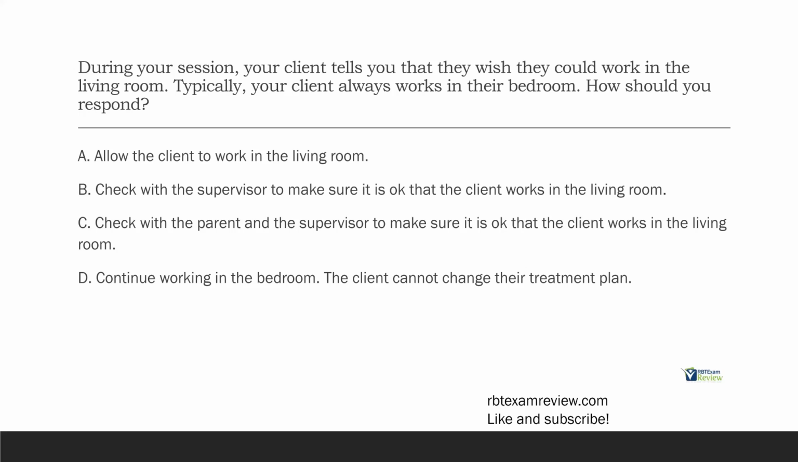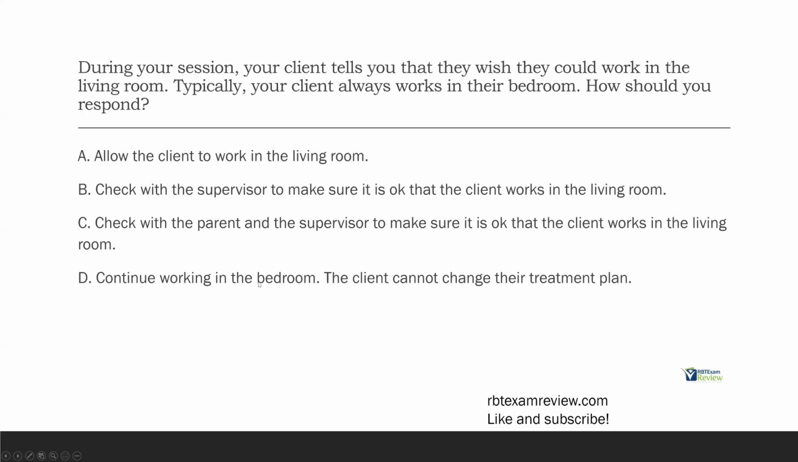So C, check with the parent and the supervisor to make sure it is okay that the client works in the living room. Yes, right? Now we're respecting the parent's home. We're respecting their wishes. We're also checking with the supervisor. C is just stronger than B. You're asking the supervisor and you're asking the parent. If the supervisor says it's okay, but the parent says it's not okay, well, then you're going to need to let the supervisor know that, right? So checking with both the parent and the supervisor is really covering all your bases. It's just better than just checking with the supervisor. C is better than B.